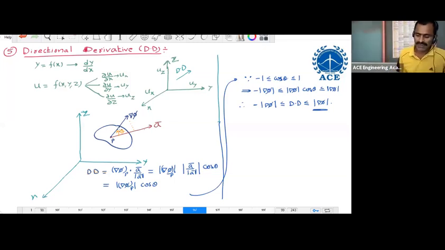This is about directional derivative. First of all, directional derivative is the same as derivative only, but finding the derivative of the given function in any arbitrary direction is the directional derivative. Finding the derivative in a particular arbitrary direction is the directional derivative only. To find the directional derivative, there is a formula. Okay, we read the definition.